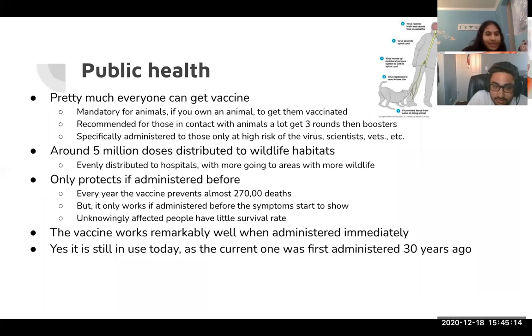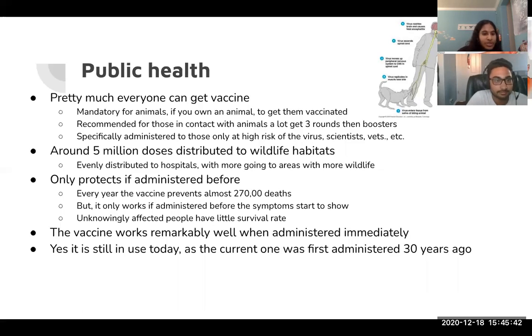Public health: everybody is able to receive this vaccine if their doctors deem that it's necessary. For animals, it's mandatory by the government and the CDC that they're given the vaccine in 3 different doses and then given boosters later on in their lives, as well as administered to those at high risk of the virus. So for example, healthcare workers who specifically work with the virus, so scientists who work with the rabies virus in labs, or just doctors and nurses, or veterinarians and farmers who work with animals on a daily basis.